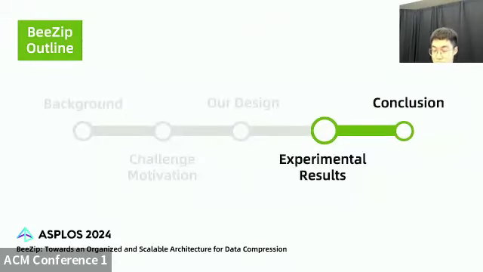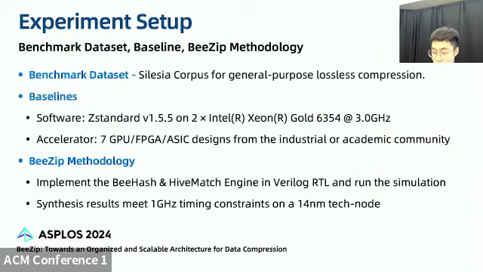Now let's combine this design and come to experimental results. We take Silesia Corpus as the general proposed lossless compression benchmark. The software baseline is Zstandard on a server with 2 Xeon Gold CPUs. Another 7 accelerator designs, covering GPU, FPGA, and ASIC, are taken into consideration. This covers Project Zipline, CDPU, and others.